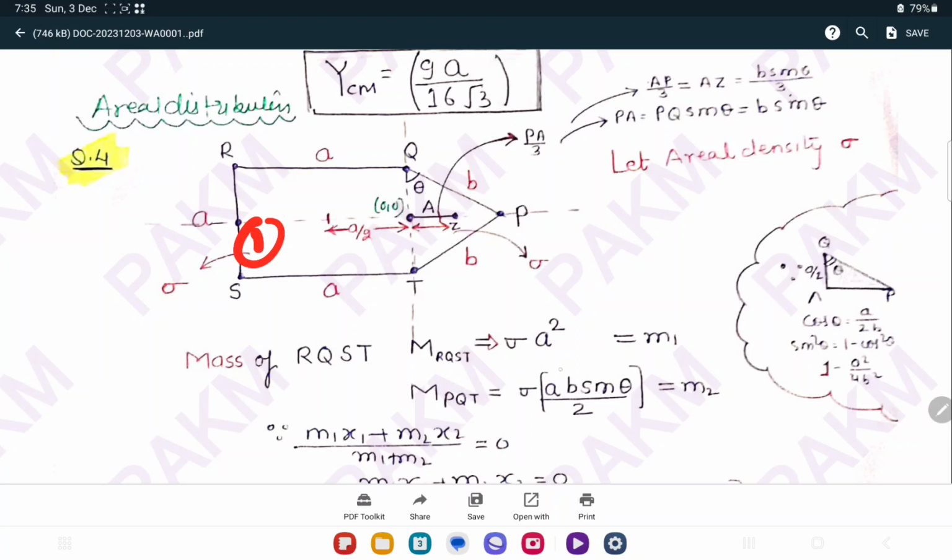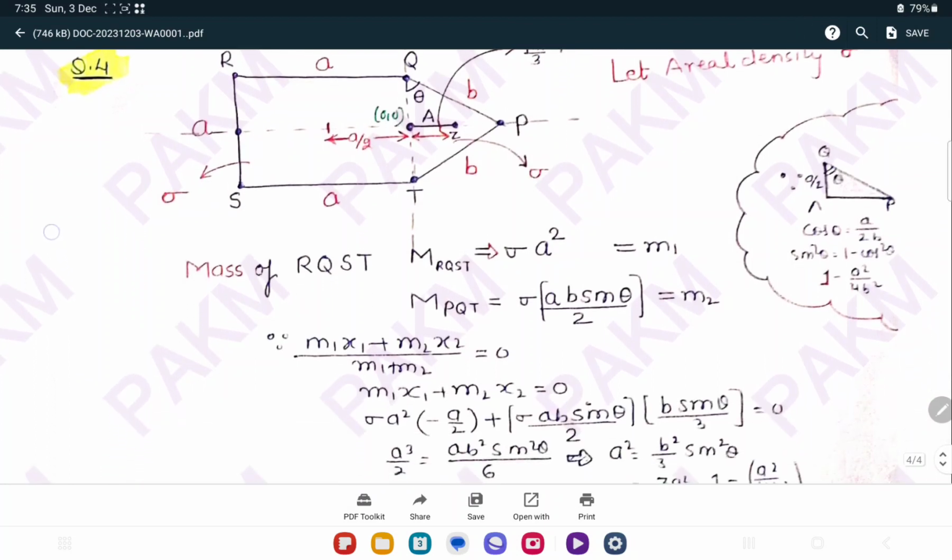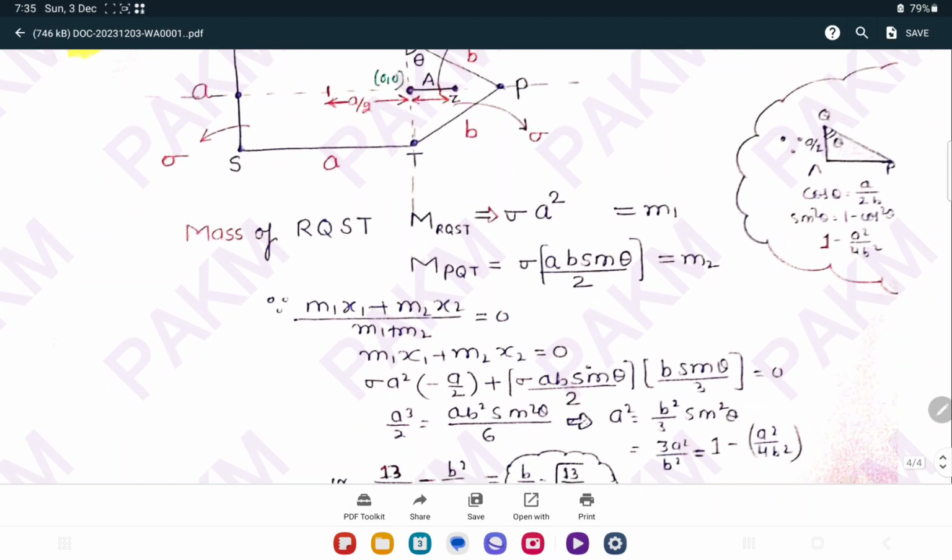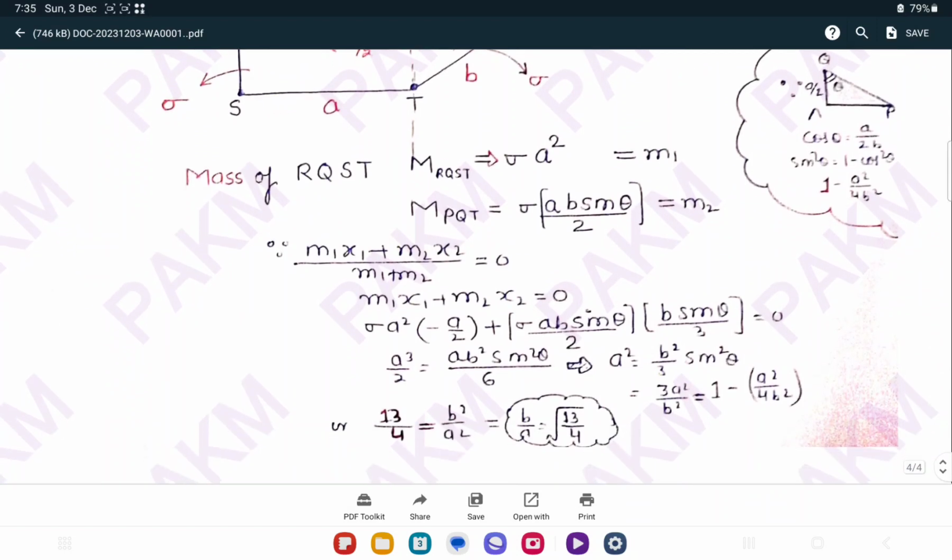here we have calculated the mass first, and then using the coordinate philosophy we have calculated the center of mass of the resultant body. So please have a look. I have already done the solution. If you have any problem, once again you can ask.